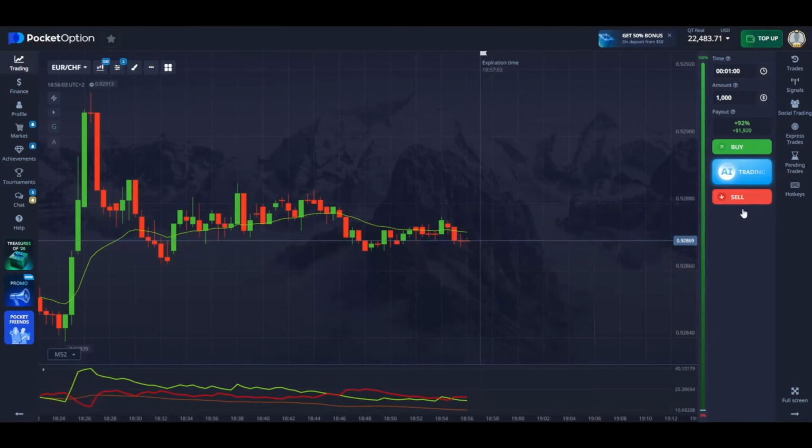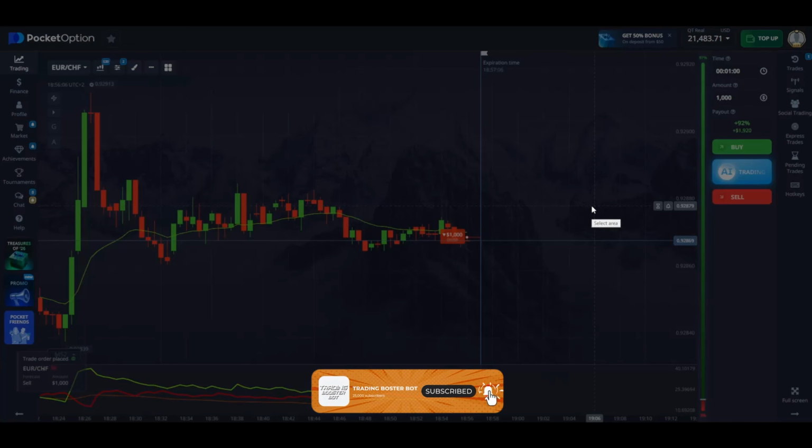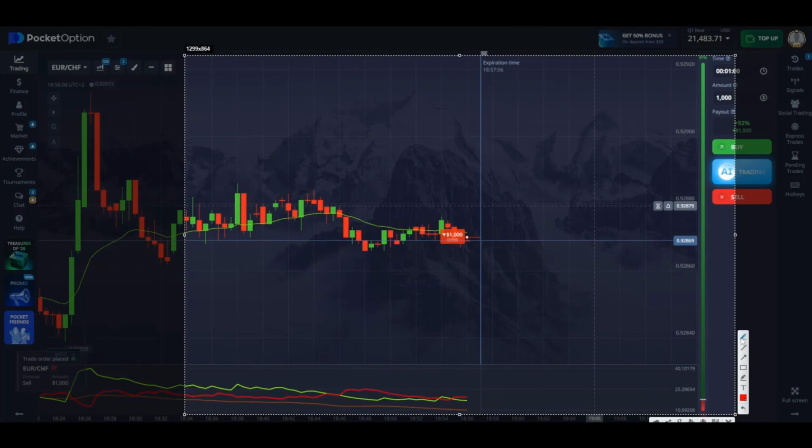So here's our first entry point. We'll open a trade for a decrease. Let me explain how this strategy works. As you can see, we have the ADX indicator and there are two lines, red and green. Right now the red line is crossing the green one from below to above, so that's our first signal. This is a signal for a trade to go down.